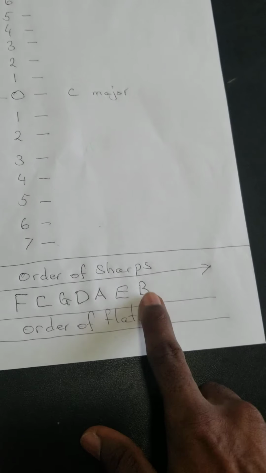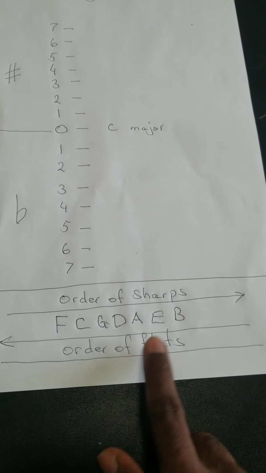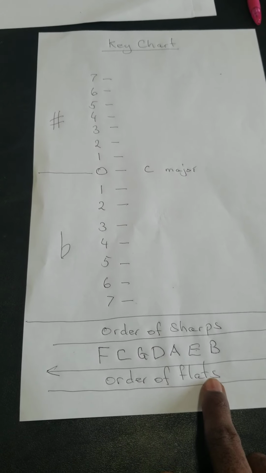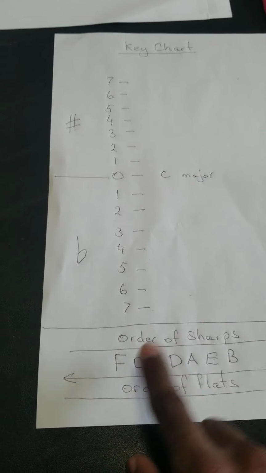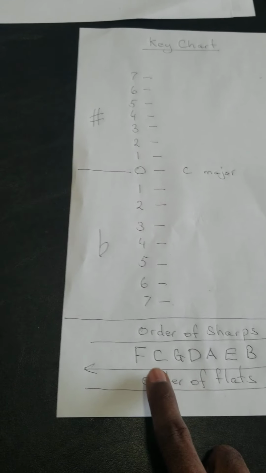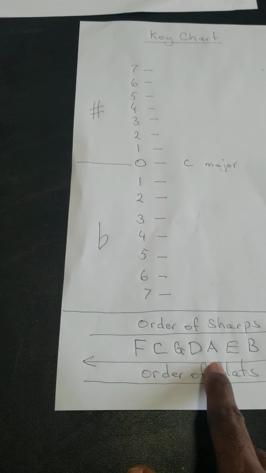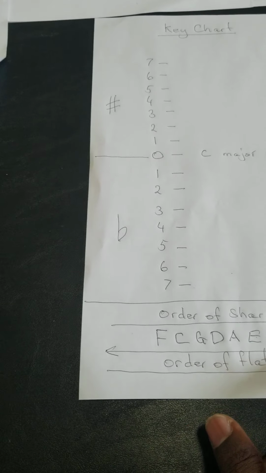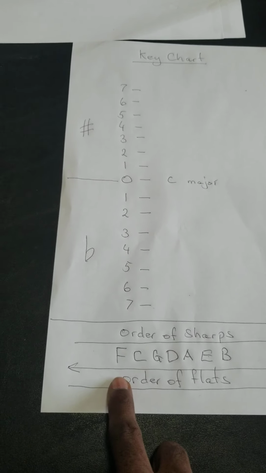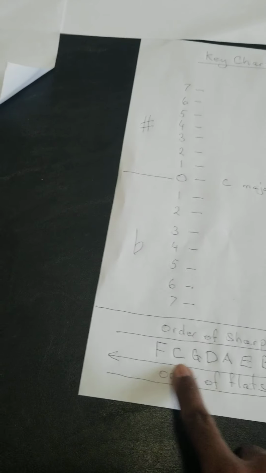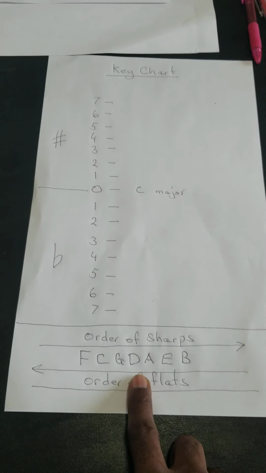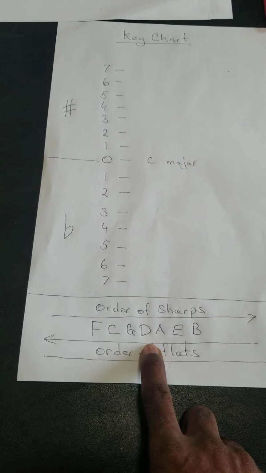And what did we learn from that? We learned that B flat is the first flat that happens in music. Now, what we will also notice is that the order of flats is the order of sharps being said backwards. Order of sharps: F, C, G, D, A, E, B, and the order of flats is the same backwards.